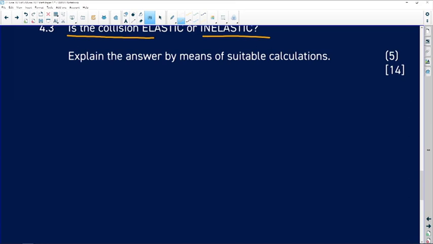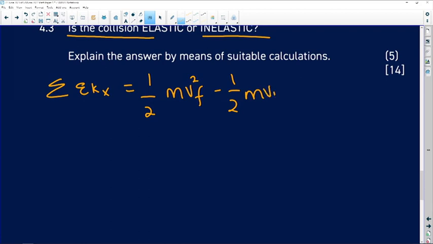Let us start with trolley X. For trolley X, we know that the sum of kinetic energy at X will be 1 over 2 the mass and the final velocity, squared, minus 1 over 2, we have m for x, and then v, which is the initial velocity, squared.